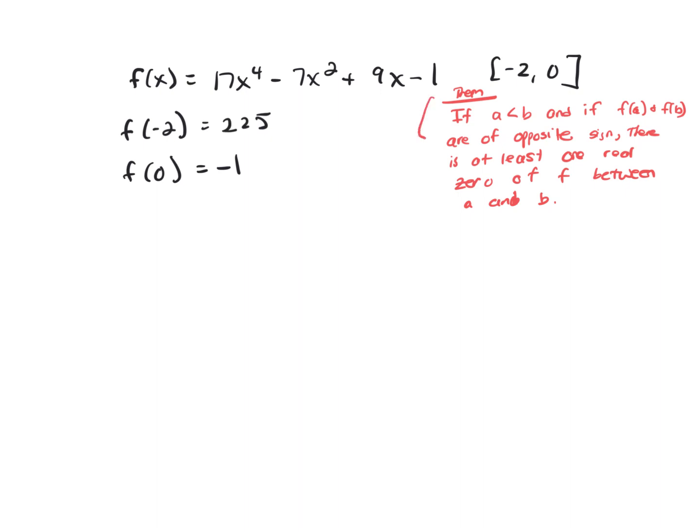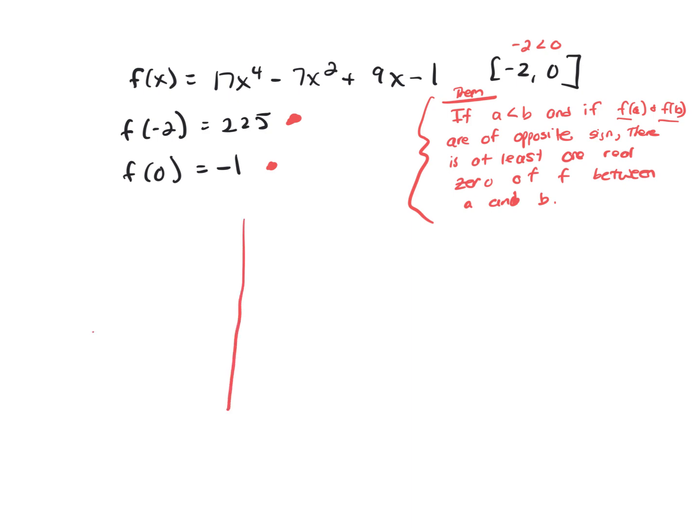I've written the theorem here. A is less than B: negative 2 is less than 0. And f of A and f of B: your f of A is 225, and your f of B is negative 1, and they are of opposite sign, then there's at least one real 0. So these are opposite. So yes, we have to have at least one real 0. Now a real 0, that's where y equals 0.